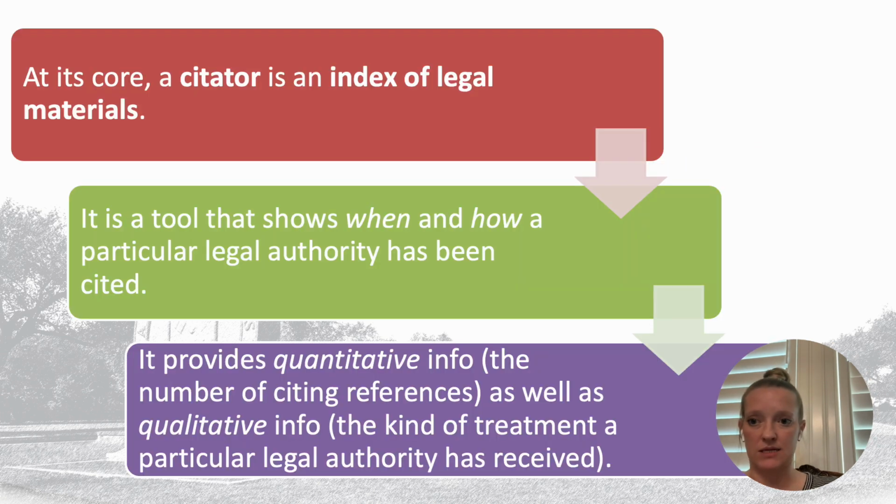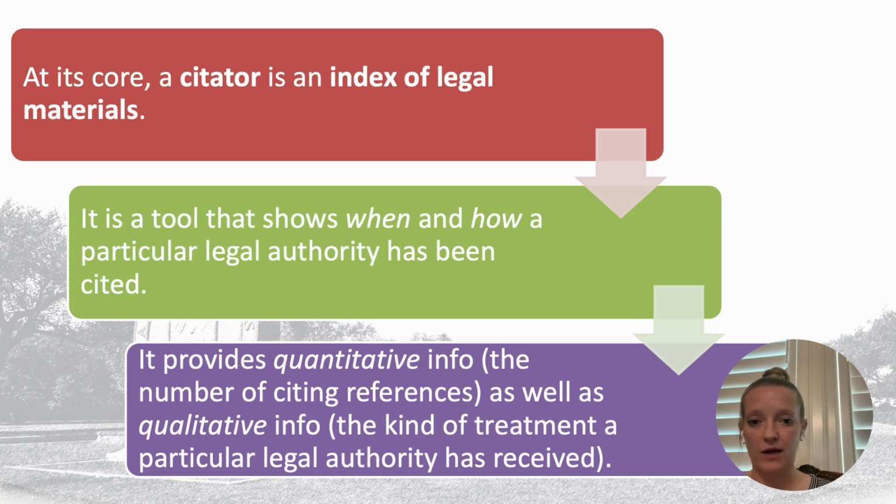So what is a citator? Essentially, it is an index of legal materials. We talked about some of those indexing tools already, but the citator system has built that indexing system so we can use those tools to get to other relevant resources. It is a tool that shows when and how a particular legal authority has been cited.